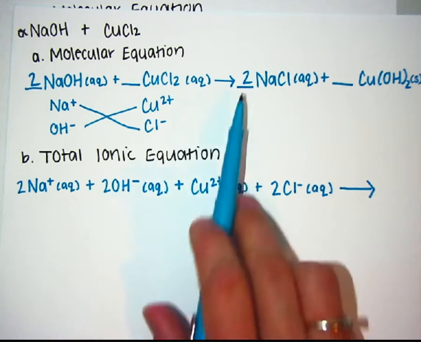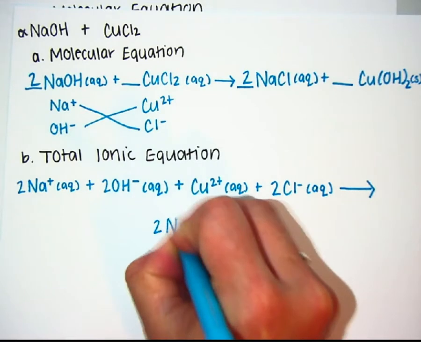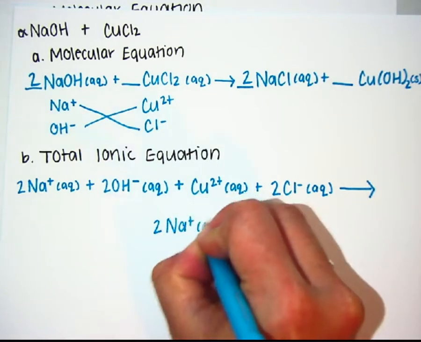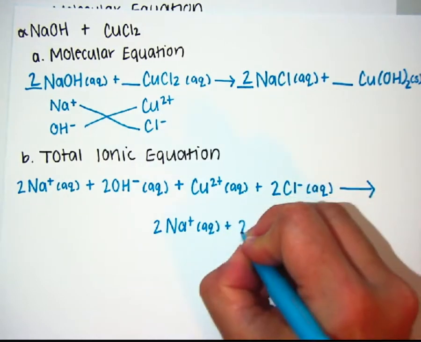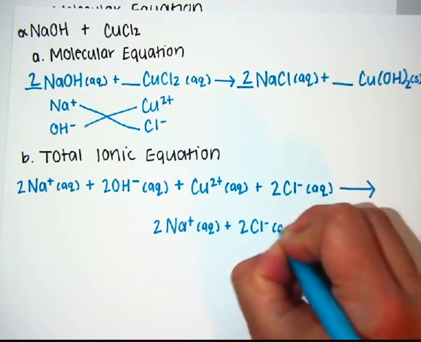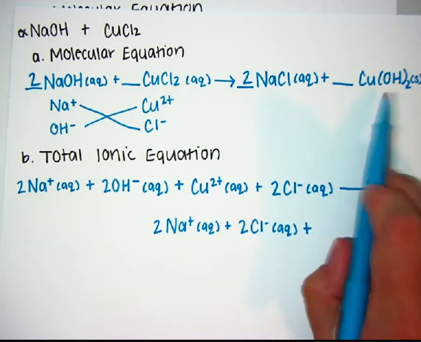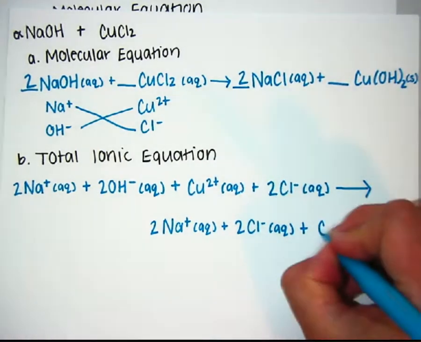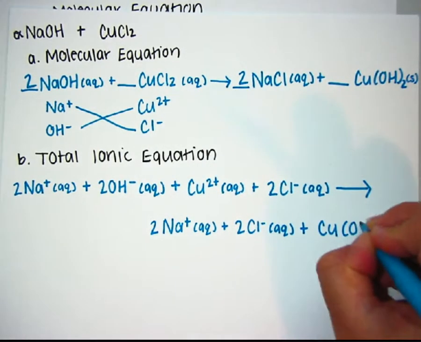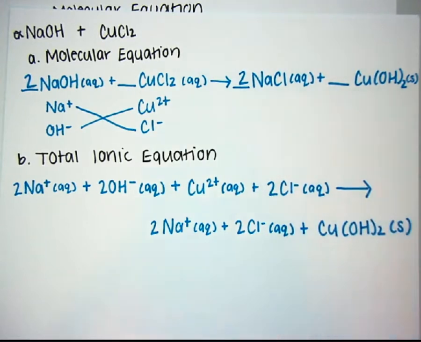Let's go to the product side. Sodium chloride is aqueous. I have 2 sodium ions and 2 chloride ions. Copper 2 hydroxide is a solid. We never break up solids. So this would be my total ionic equation.